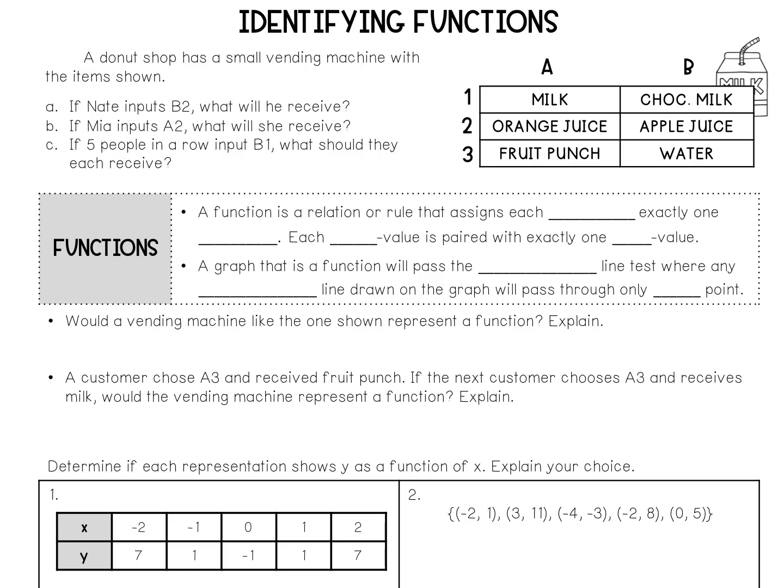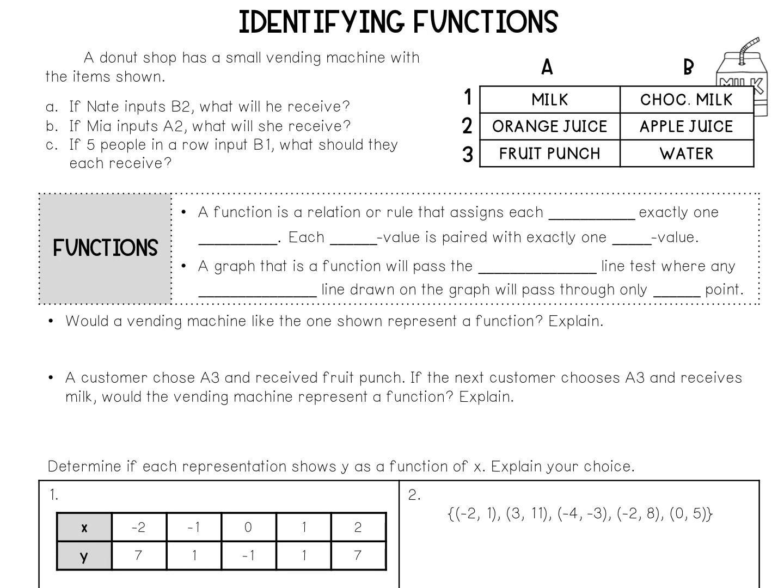Okay? So identifying functions, like I said, is an easy idea. Let's start with this word problem. If Nate inputs B2, what is he going to get? B is this column, and 2 is that. So what would he get? Apple juice. That's why apple juice is the answer.